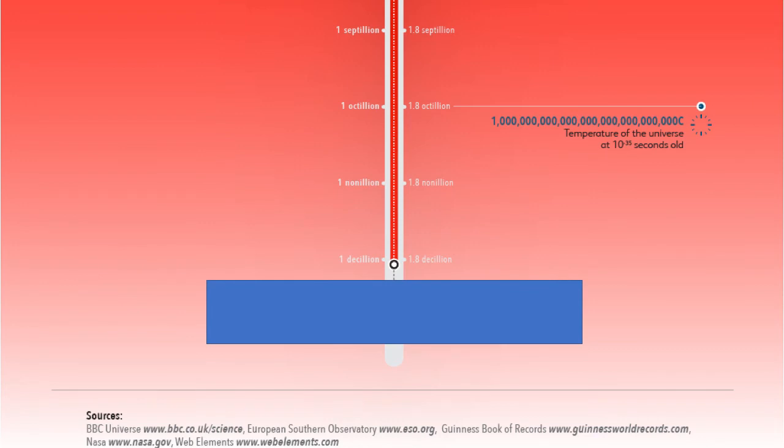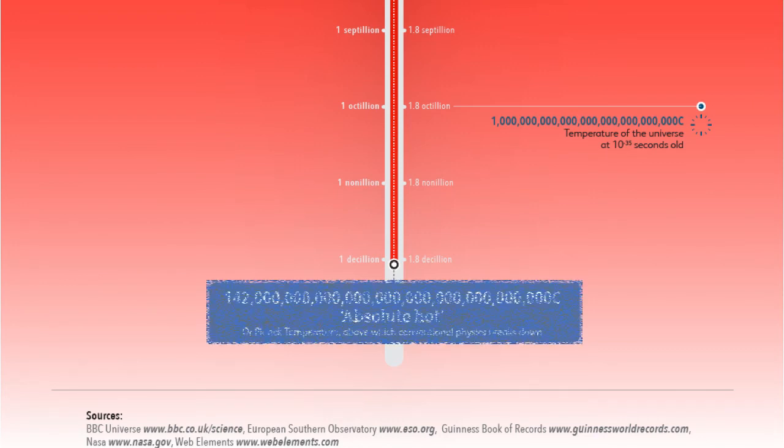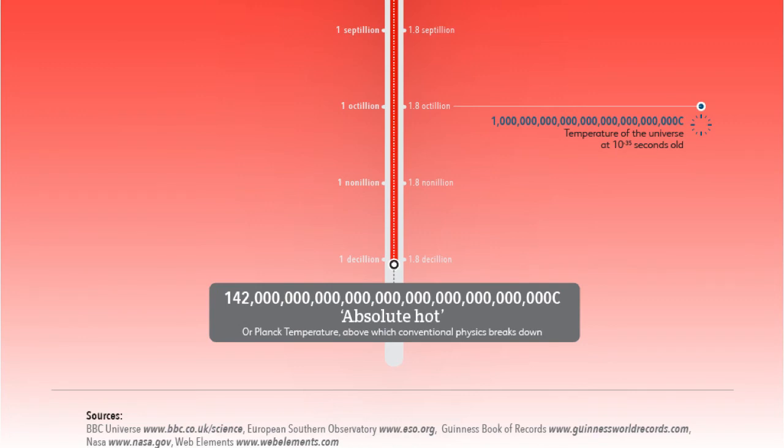So what's the hottest temperature in the universe? Well, there is a temperature known as the Planck temperature, which is this number here. It's 142 followed by 30 zeros. It's very, very hot, as you can imagine, and according to modern day physics, anything that gets hotter than that will no longer comply with our standard laws of physics. So you don't want to be hanging about there for too long.